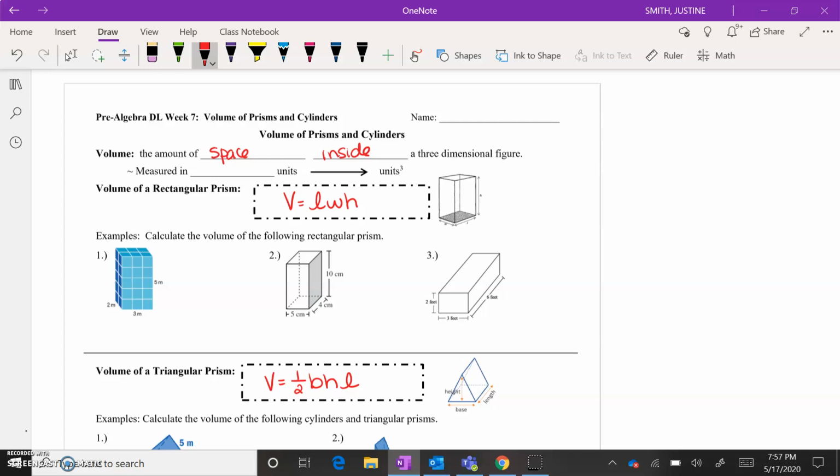So it's measured in cubed units. On your units, you're always going to put units cubed. Again, area is units squared. Volume would be units cubed.